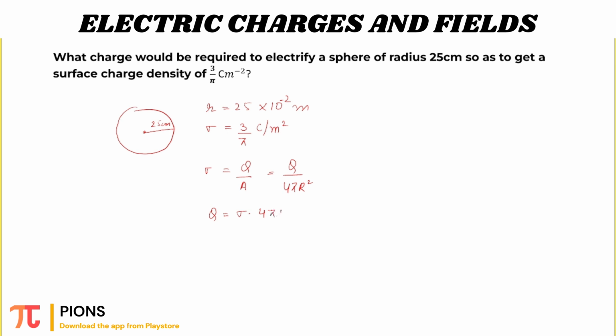Let's put the values. Sigma over here is 3 by pi into 4 pi into r square, which is 25 × 10^-2 whole square, which I can write as 25 × 25 × 10^-2... Now we can cancel pi with pi straight away, and here we are left with 4 × 25, that's 100, right? So 4 × 25 is 100, and 100 × 10^-2, all these get cancelled. We are left with 3 × 25, which is 75 × 10^-2, and that is nothing but 0.75 coulomb. That's our correct answer. Let's see the next one.